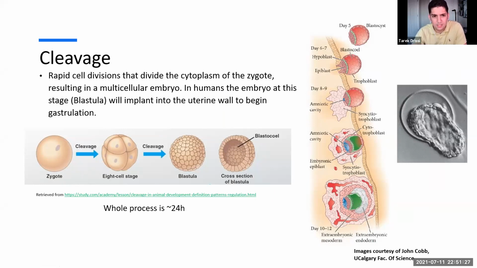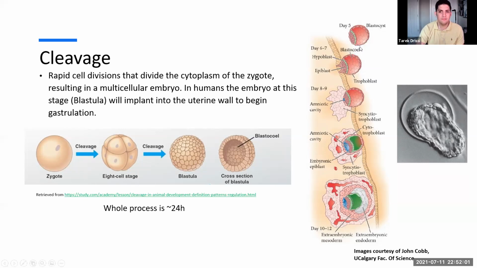The reason I say in humans, they will implant into the uterine wall is because in frogs and fish, they develop outside the female. So there's no uterine wall to implant into. So this only happens in mammals, or sorry, not just mammals. I'm not really sure which animals this occurs in, but definitely all mammals. The fertilized egg will implant into the uterine wall to begin developing.